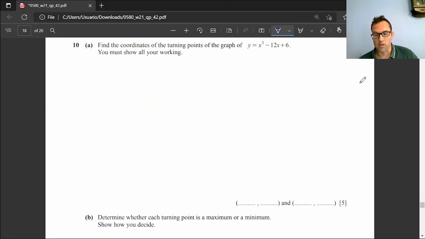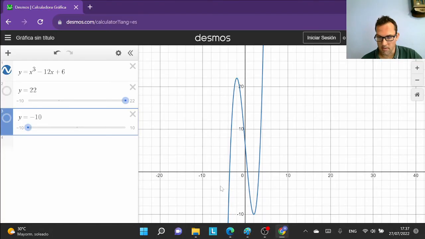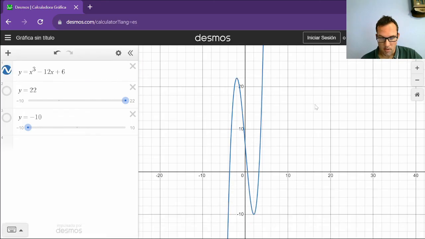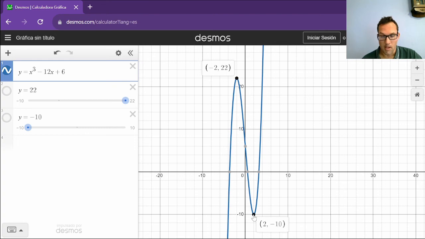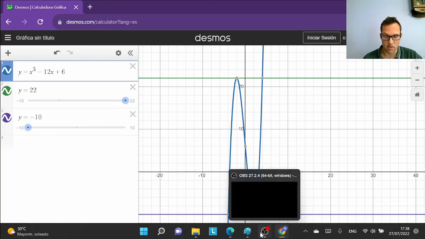Question 10a. We're talking about the turning points of a graph. Let me show you what's going on here. There we go. You see, there is the graph of x cubed minus 12x plus 6. The turning points, as you can see, there's one up there at minus 2, 22 and one down here at 2, minus 10. Now, if we were to draw a tangent at those points, it will look like that. There's the one in green. There's the other one in purple. What do we know about the tangent? The gradient is 0. So we just need to find where on the graph the gradient is 0. That is the turning point.